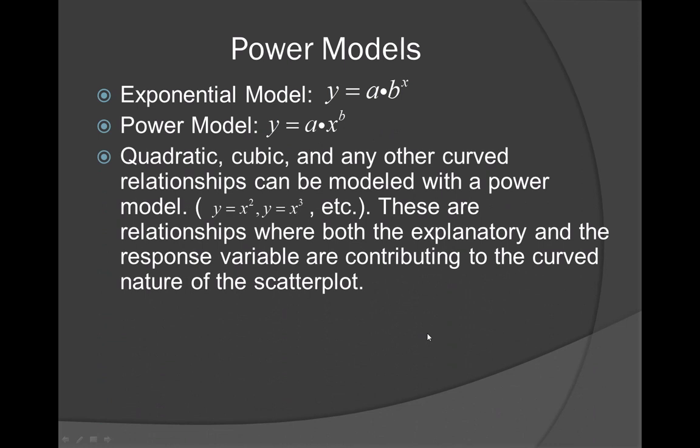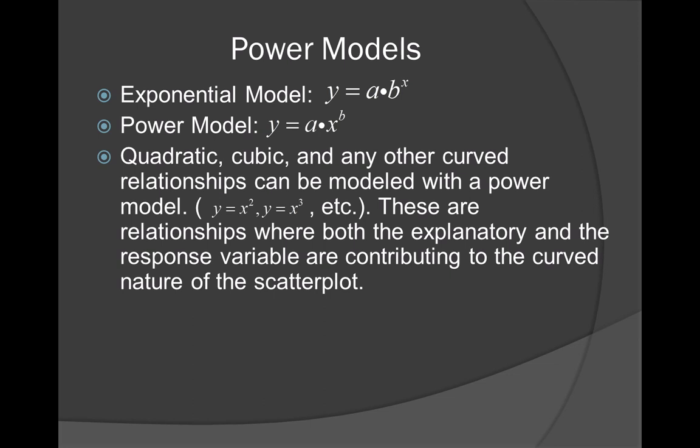Quadratic, cubic, and really any other curved relationship can be modeled with a power model. This is where both your explanatory and response variables are contributing to the curved nature of the scatter plot. So as such, we're not going to limit just straightening things out by taking the log of the response variable. We're also going to be taking the log of the input or the explanatory variable. And hopefully that will straighten things out, and then we can get into a linear model and do linear procedures and interpretations and whatnot.